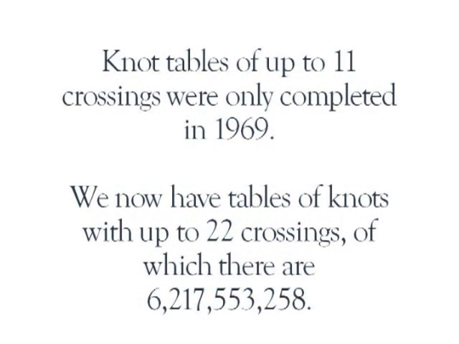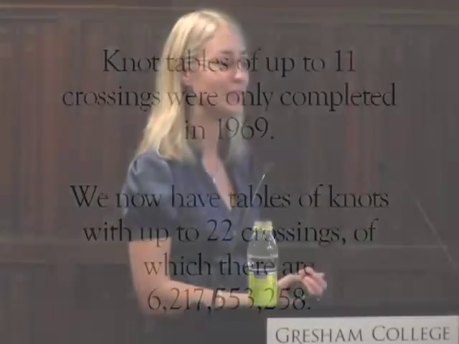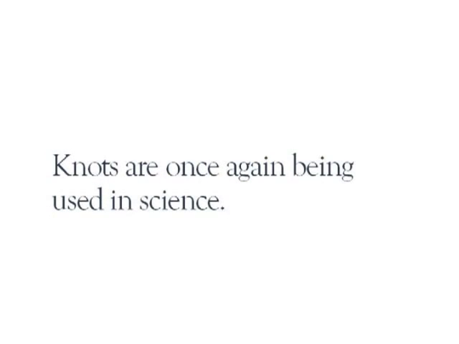And we do have knot tables today with up to 22 crossings, of which there are 6 billion. And of course, we can only do that now with the help of computers. And even the 11 crossing knots were only completed in 1969 by John Conway. So it's absolutely amazing that Tait got as far as he did just with the help of two friends and some pen and paper. And I do want to show you that knots are once again being used in science.